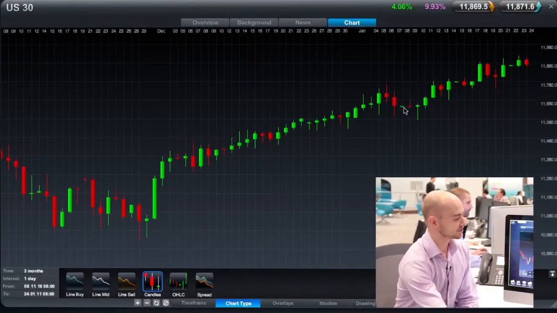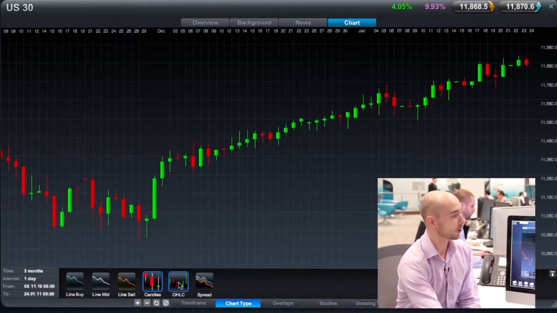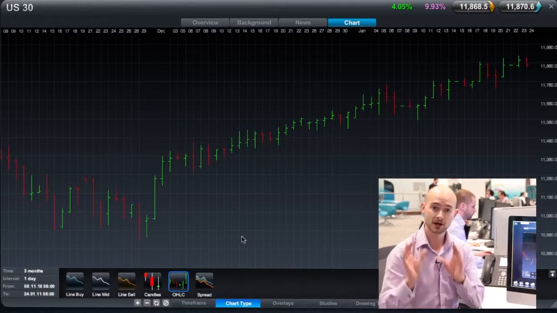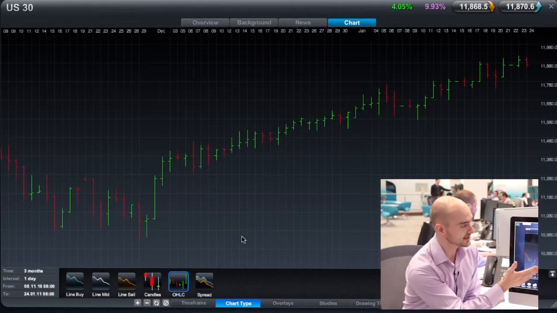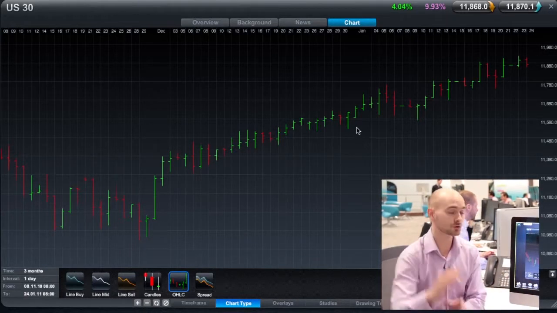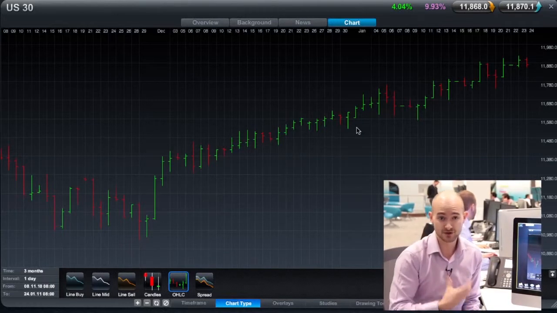Now, the good news is we've actually got another charting type, which is very, very similar, called open, high, low, close, or American bar charts. Now, American bar charts are very, very popular. They convey the same information as the Japanese candlesticks, apart from the fact that you don't have this full coloured in body as you do with the candles. I personally prefer the Japanese candlesticks.